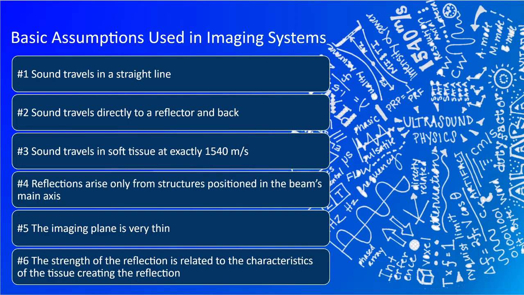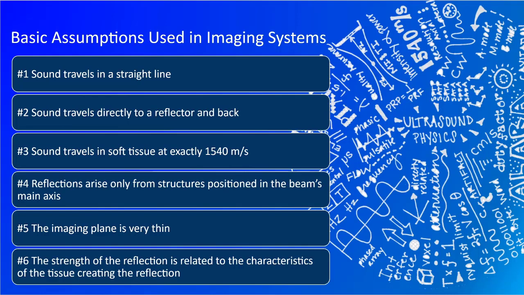The third assumption is that sound is going to always be traveling at 1540 meters per second. Remember, we use the propagation speed of soft tissue. It's a general speed that the machine assumes. We know that sound is going to be going through fat or through liver tissue or through blood or through lung tissue. That's going to change in reality how fast that sound travels. So the machine assumes always 1540 meters per second. We know that that's not always the case, and that is where some of our artifacts are going to come from.